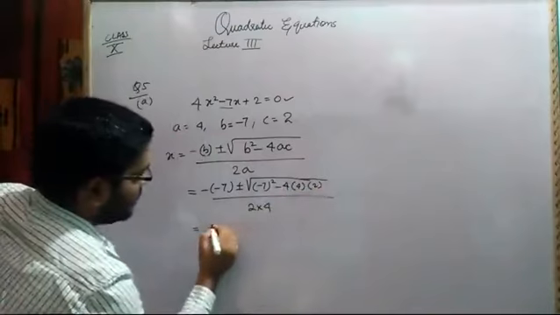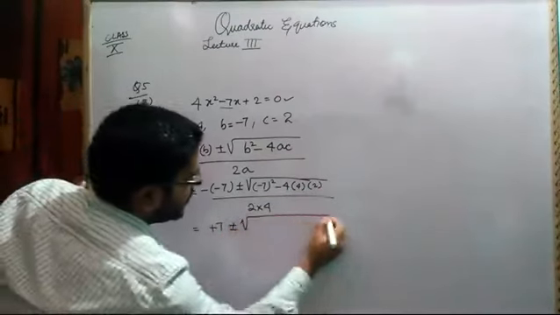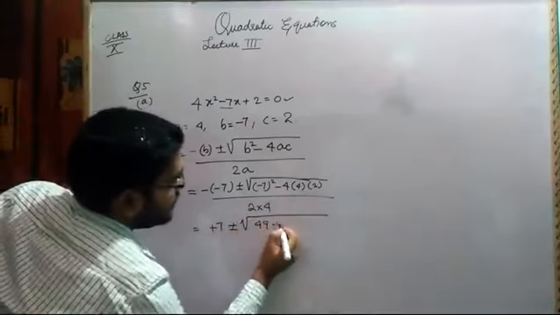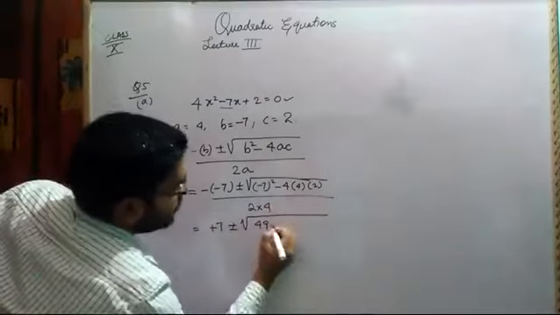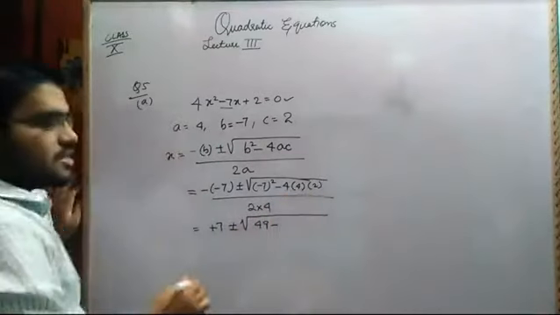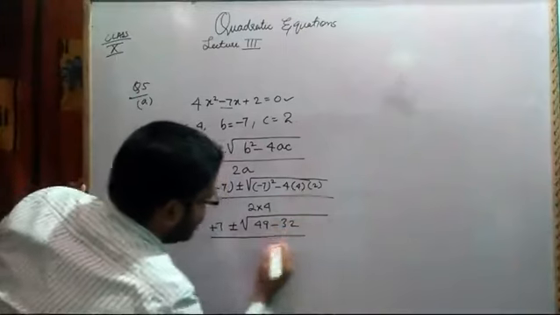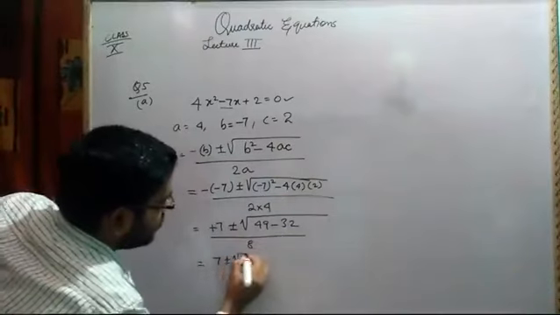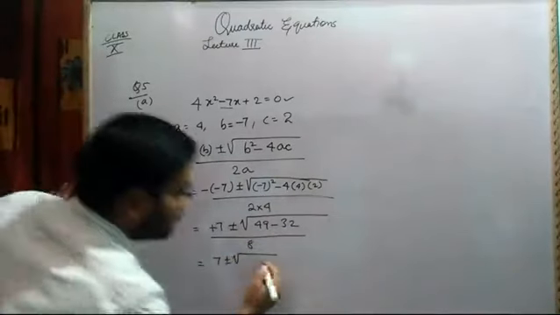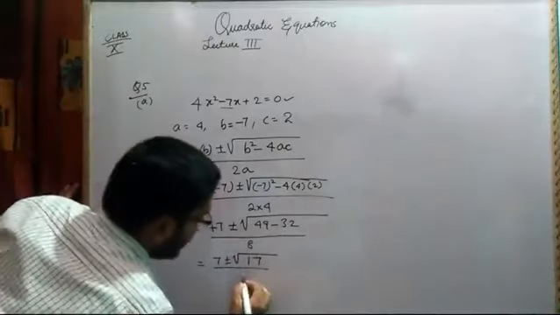So your answer will be plus 7 minus, into minus plus minus root under 49 plus or minus. It will be minus because there is no plus. So minus 4 4s are 16, 16 into 2, 32, whole divided by 8. Now 7 plus minus root under 49 minus 32 means 17, correct, upon 8.